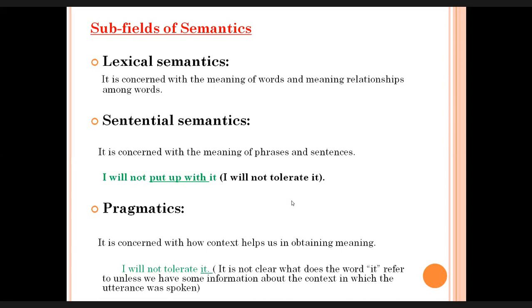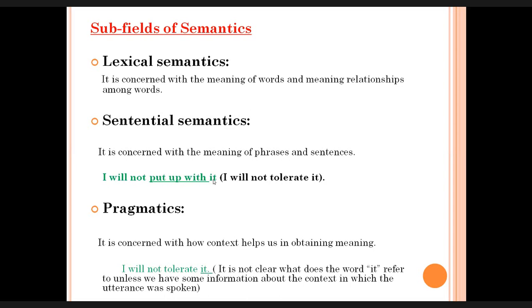So here you have to look beyond the meaning of words. Word level এর উপরে আপনাকে যেতে হবে। এখানে চেইন স্মোকার, together they have a single meaning. Here chain and smoker individually they do not have meaning. Together they have a single meaning. Now look at this example. I will not put up with it. Put up with is a phrase, phrasal verb.